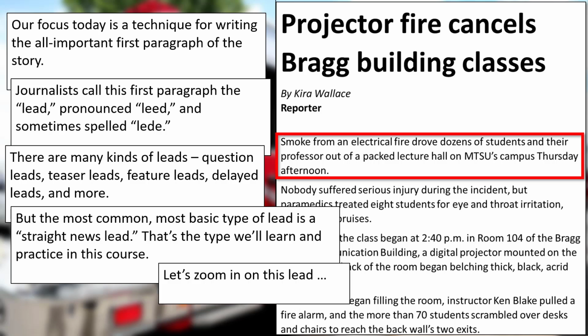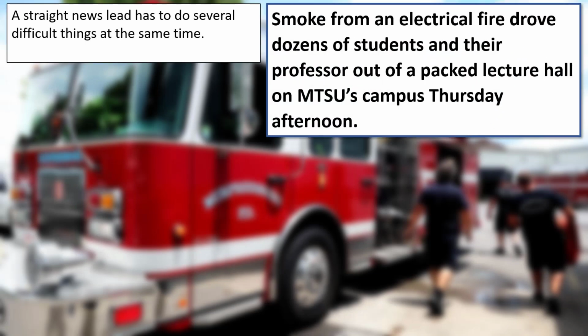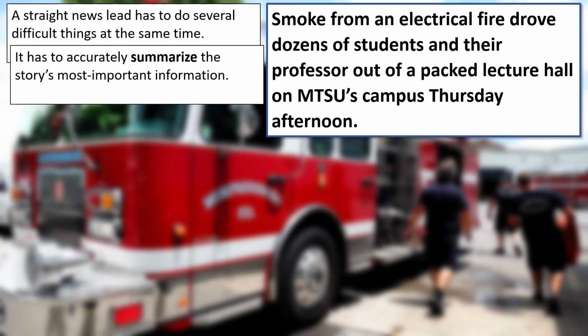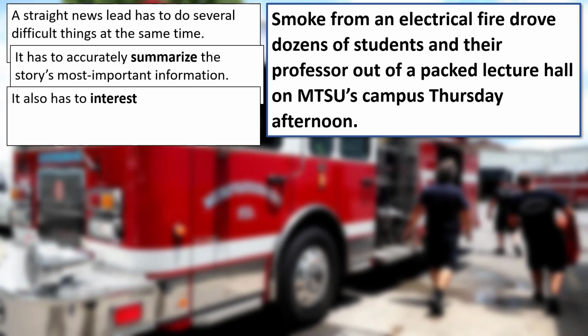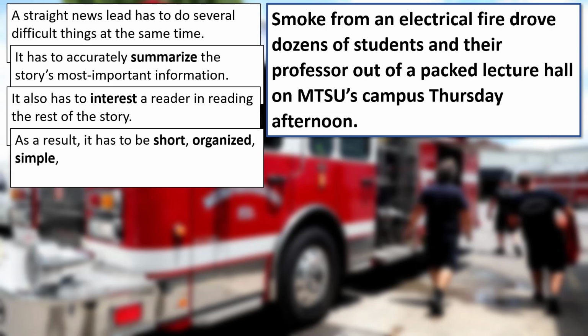So let's zoom in on this lead and look at some particulars about it and how the 6 rules apply to it. So a straight news lead has to do several things, and difficult things, and it has to do them all at the same time. That's why they're so hard to write. It has to accurately summarize the story's most important information. It also has to interest a reader in reading the rest of the story, so it's an attention getter. As a result, it has to be short, has to be organized, simple, and clear.